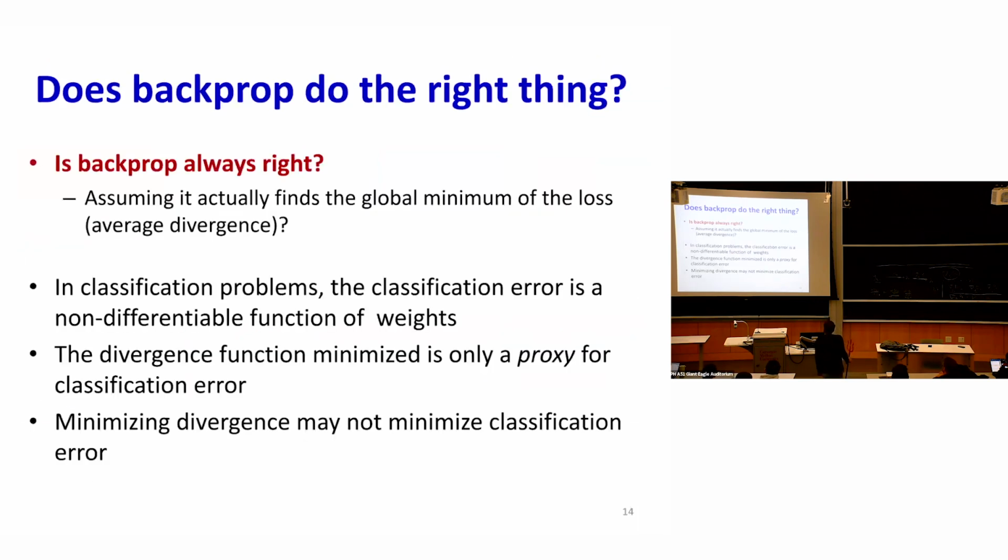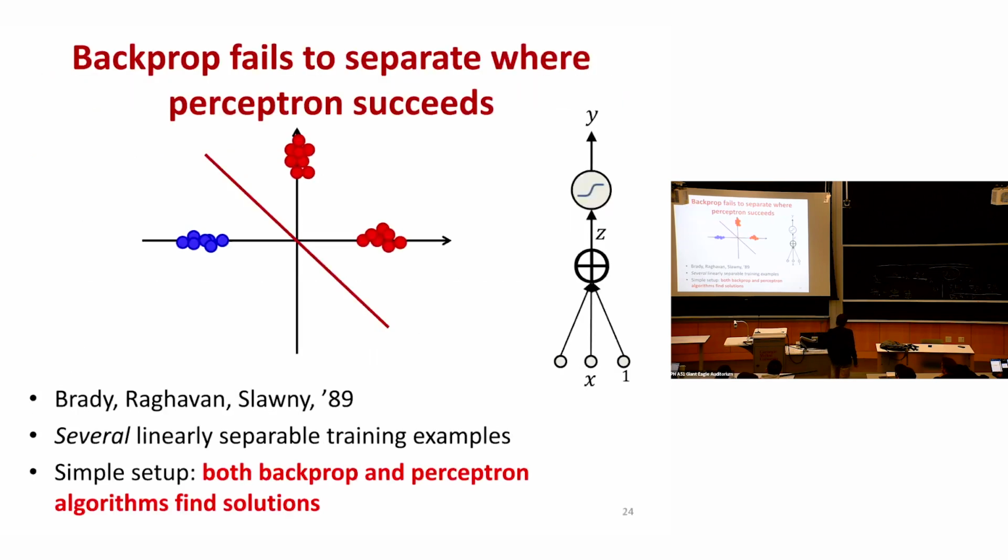So let's go back and look at the problem of classification. In classification problems, the classification error is a non-differentiable function of the weights. And so the divergence function that we minimize is only a proxy for the classification error. And minimizing the divergence may not minimize the classification error. How so? Consider a simple example.